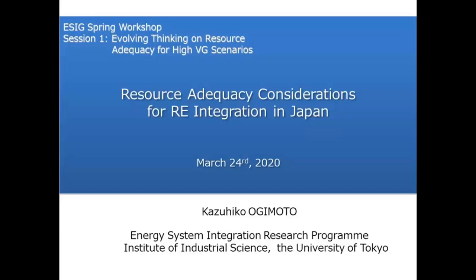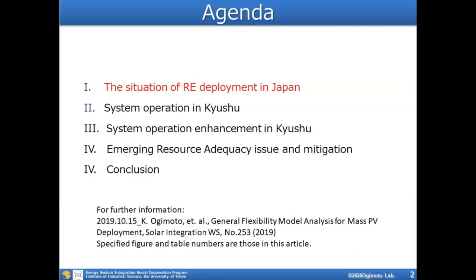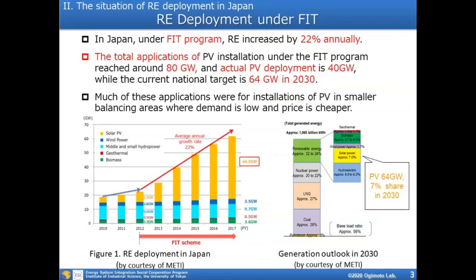Okay, thank you very much for a kind introduction. Today, I'm going to talk about resource adequacy considerations based on our experiences in Japan. So this is the agenda. At first, let me talk about the situation of renewable energy deployment in Japan. In Japan, under the feed-in tariff program, renewable energy increased by 22% annually. The total application of PV installation under the feed-in tariff program reached around 80 gigawatts, and actual PV deployment is 40 gigawatts, while the current national target is 64 gigawatts in 2030.